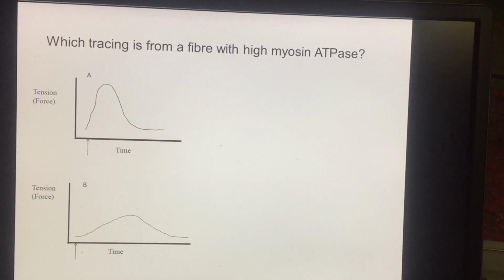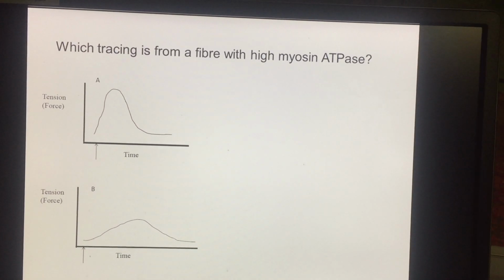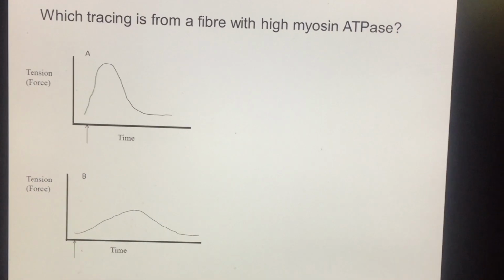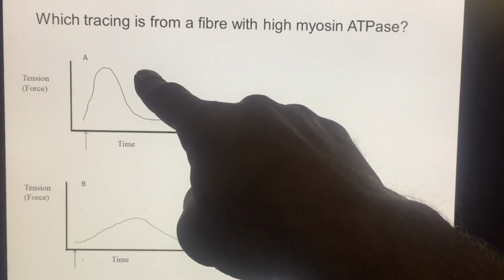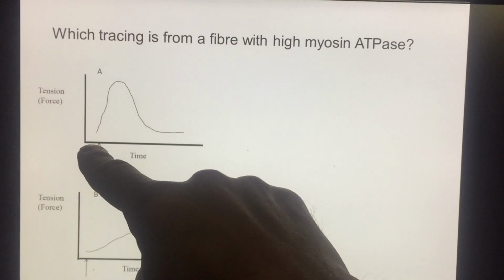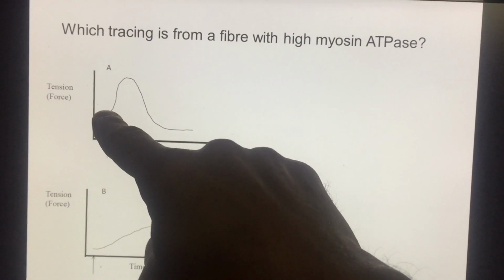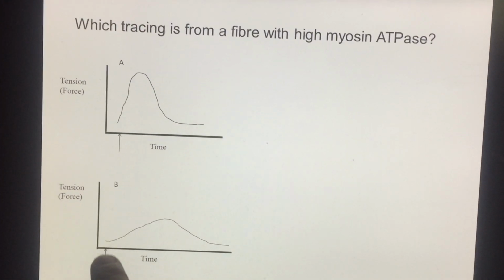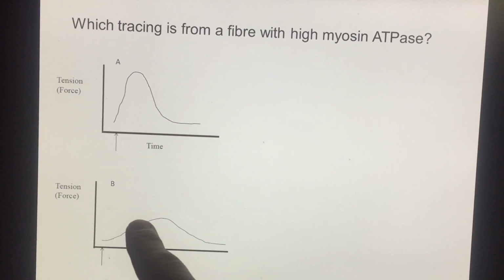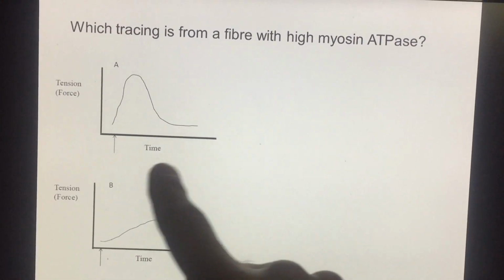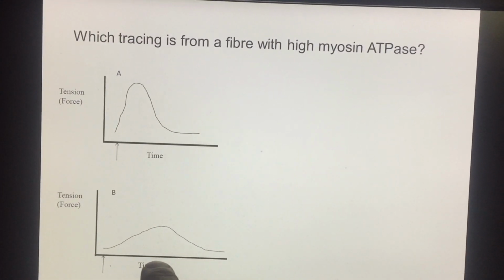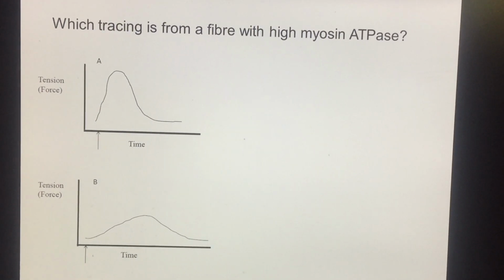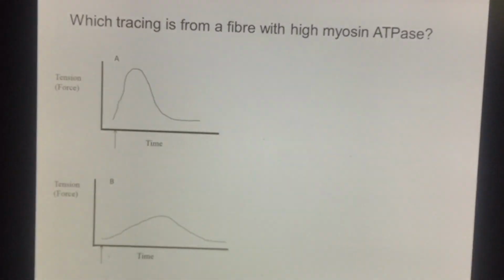The question here is, which tracing is from a fiber with high myosin ATPase activity? So it would be your faster contracting fiber. The correct answer here would be muscle fiber A. When you deliver an electrical stimulus to this muscle fiber, it develops force very quickly and reaches its peak tension quickly. Whereas this one on the bottom, when you deliver an electrical stimulus, the force development is a lot slower. So this one most likely has a lower amount of myosin ATPase activity compared to this one. The one on top has the higher myosin ATPase activity because it has a faster time to peak tension.